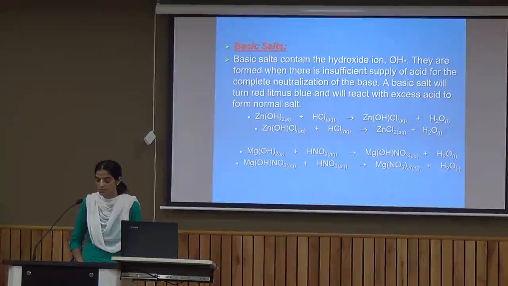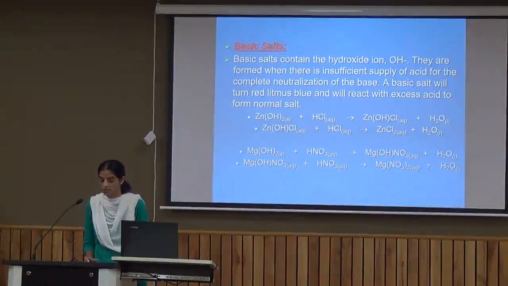Next comes the basic salts, which contain hydroxide ion. They are formed when there is insufficient supply of acid for the complete neutralization of the base. Let us see the example. Zinc hydroxide is the base used here. It reacts with hydrochloric acid. We have formation of Zn(OH)Cl here. So you see the hydroxyl ion is present in the salt. So this is an example of a basic salt.